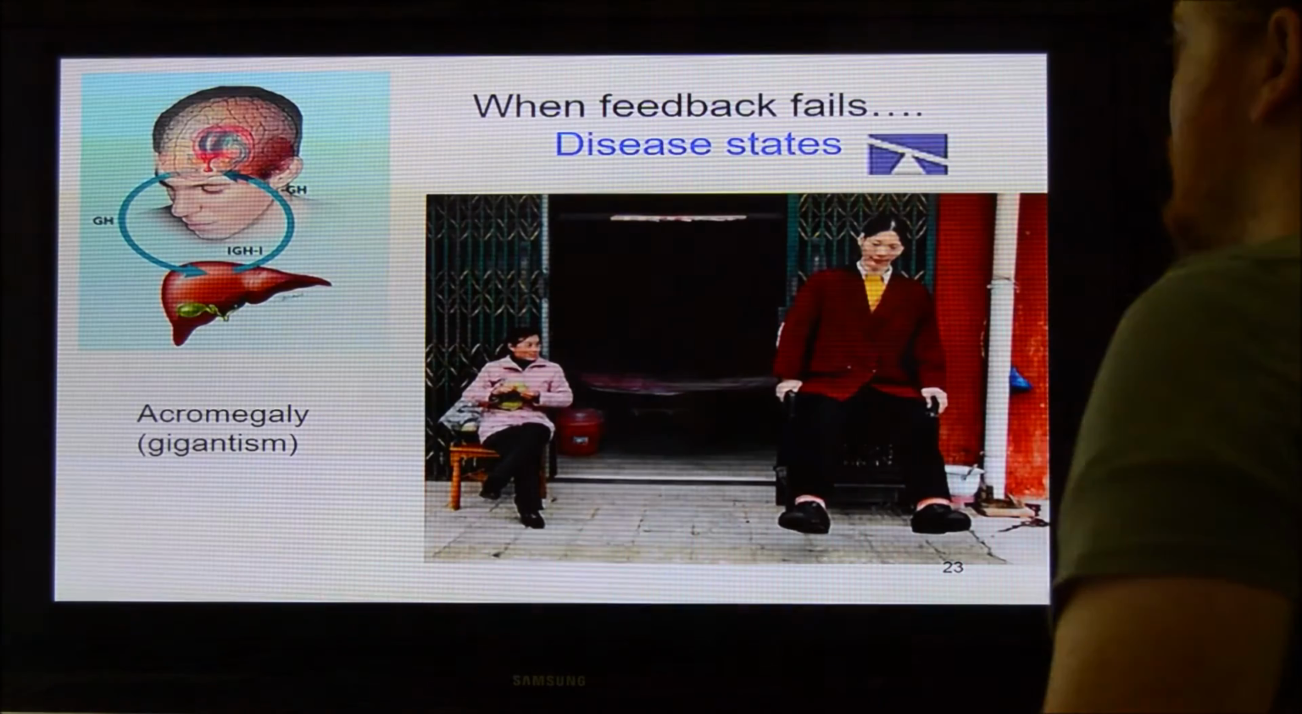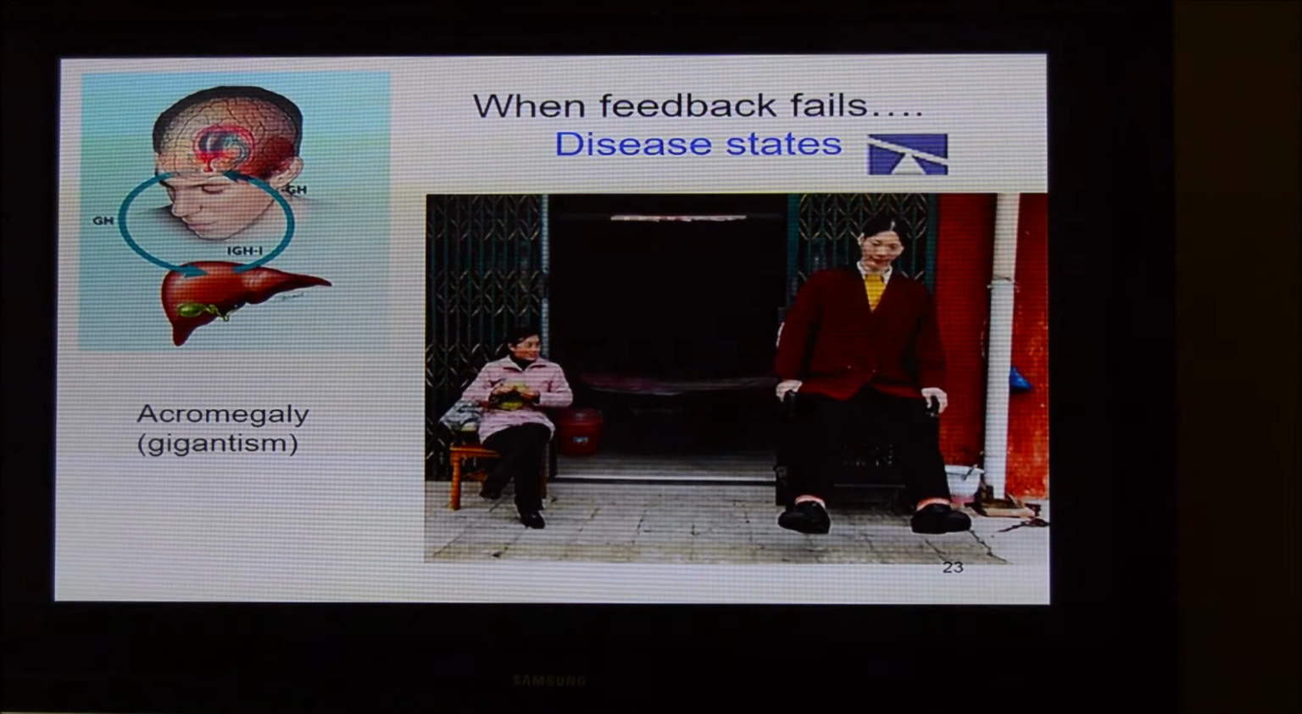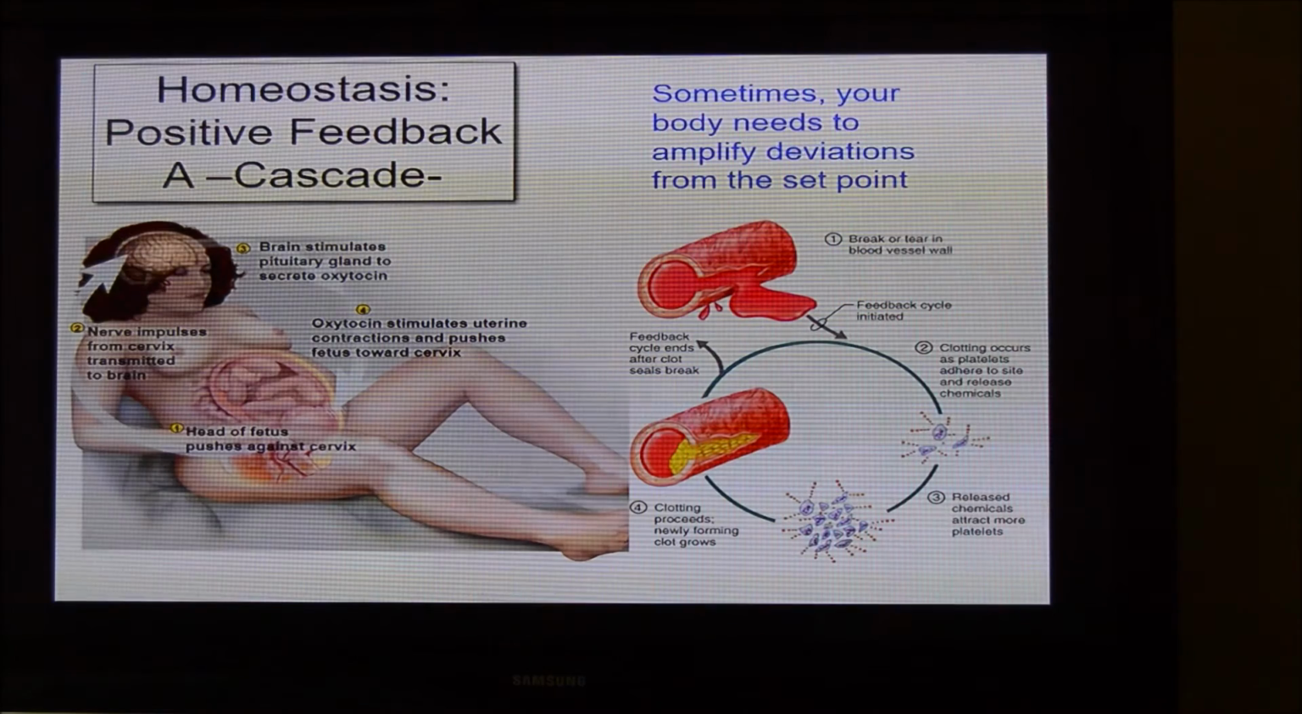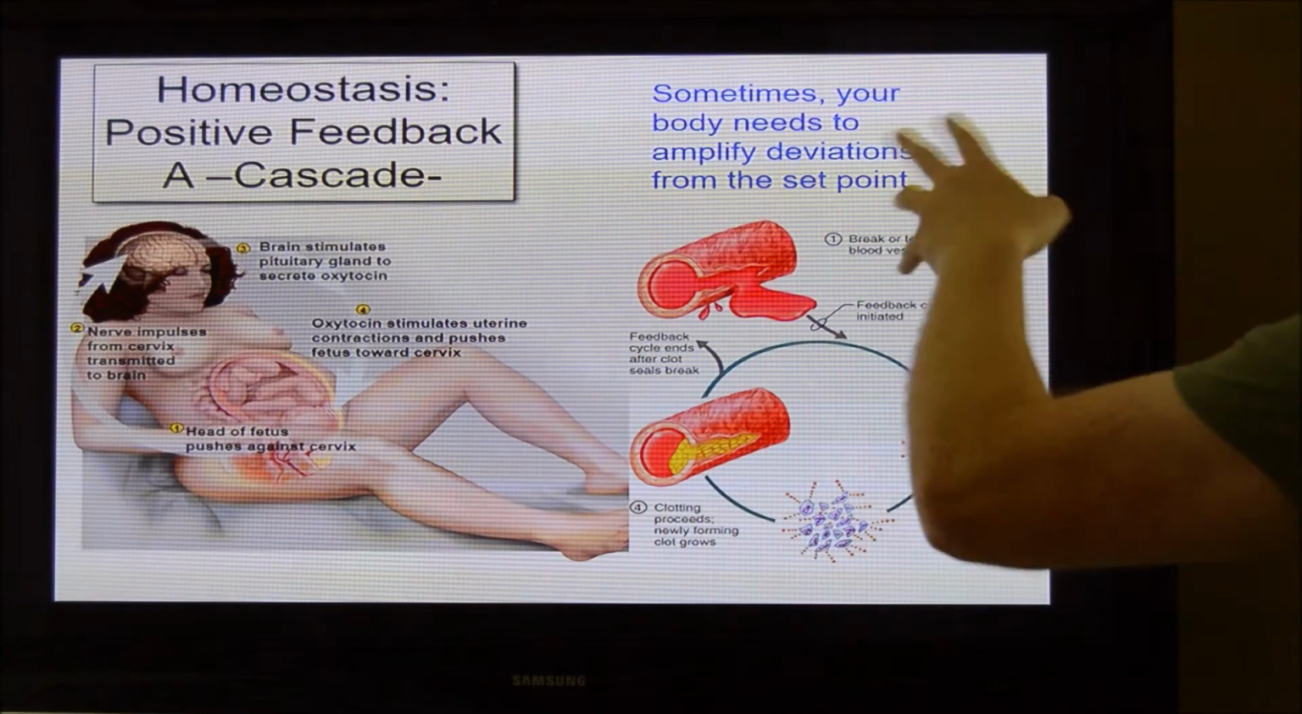Perfect. I'm not so concerned with this. Sometimes these feedback loops don't quite go the way we'd like. Come on. And then, of course, positive feedback loops.